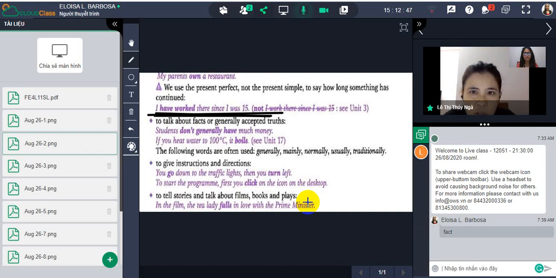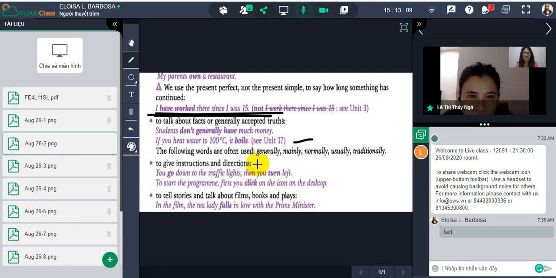Instruction. Yes. This one is also in the present. Students don't generally have much money. Okay, if you heat water to 100 degrees Celsius, it boils. So that will be a fact. That is why it is in the present.